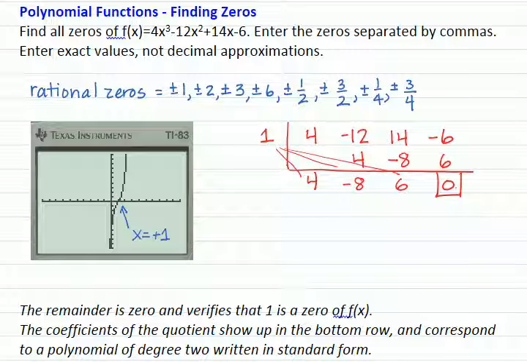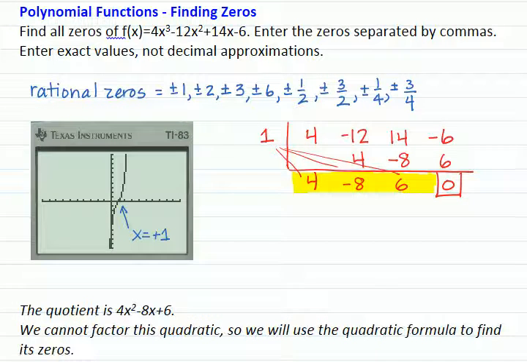The coefficients of the quotient show up in the bottom row and correspond to a polynomial of degree 2 written in standard form. The quotient is 4x squared minus 8x plus 6. We cannot factor this quadratic, so we will use the quadratic formula to find its zeros.